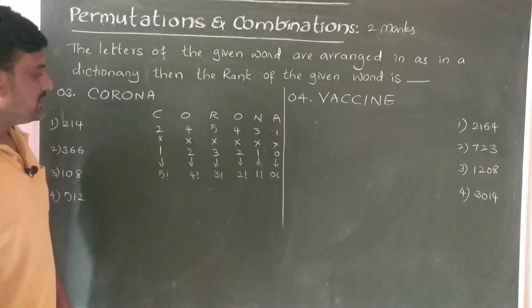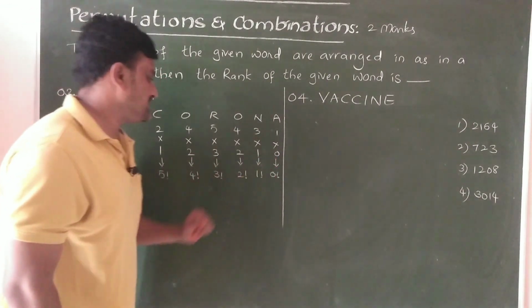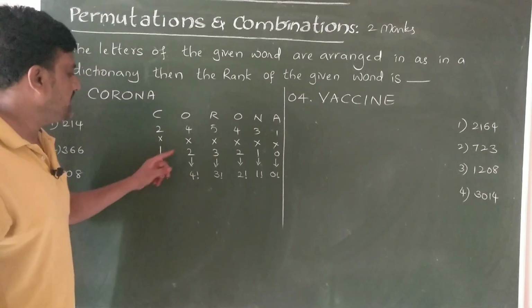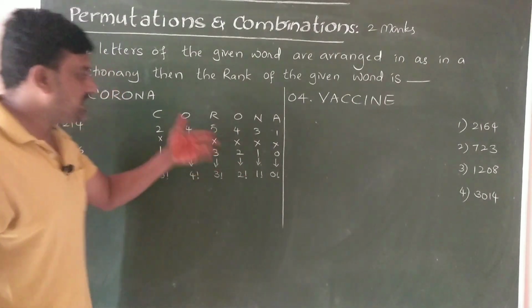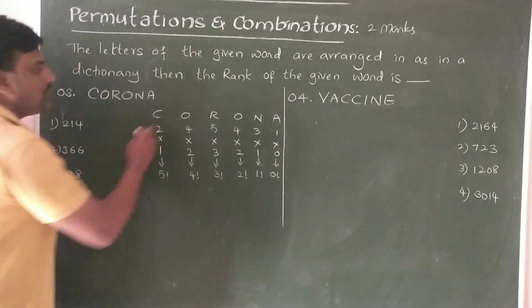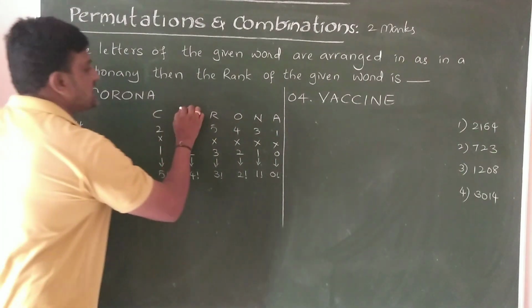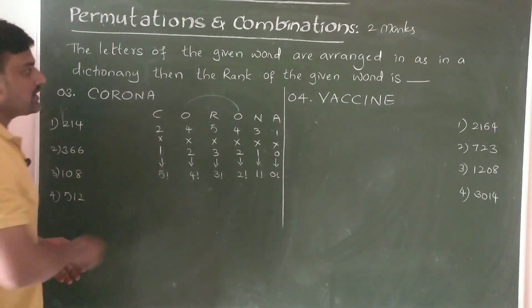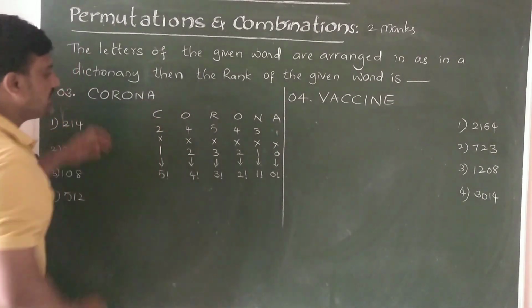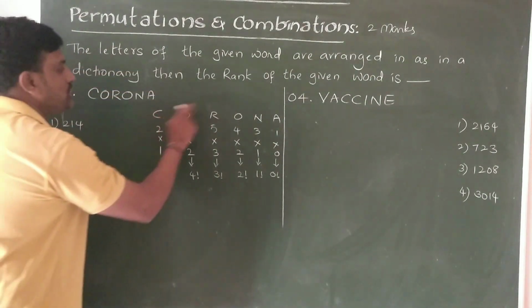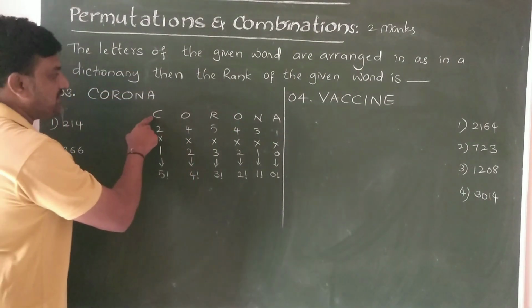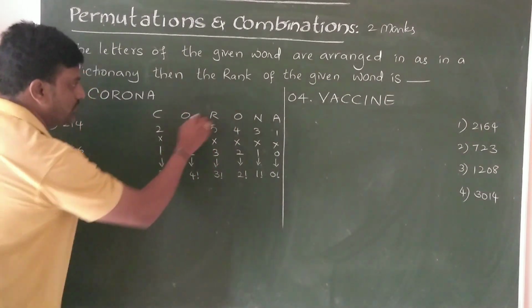Now these are the multiples. We can multiply all these factorials. But before that we can observe here: O is repeated. Now under C we have 2 O's, yes or no? For C we have two O's.